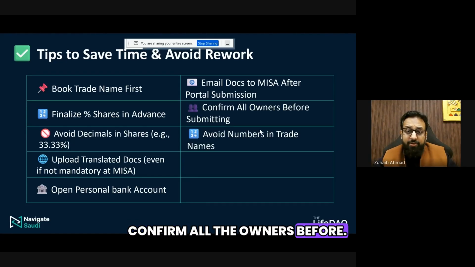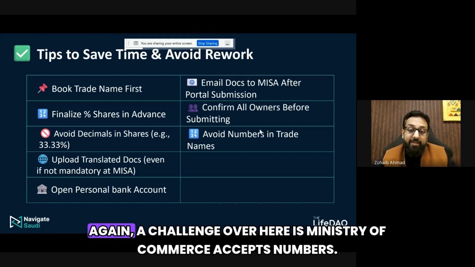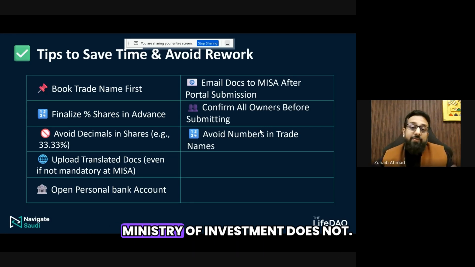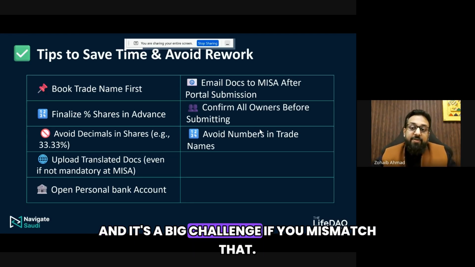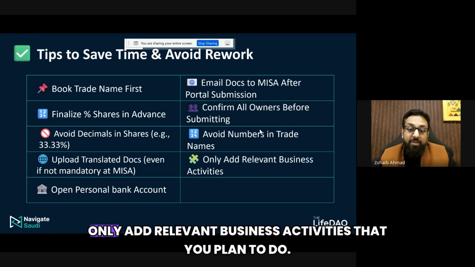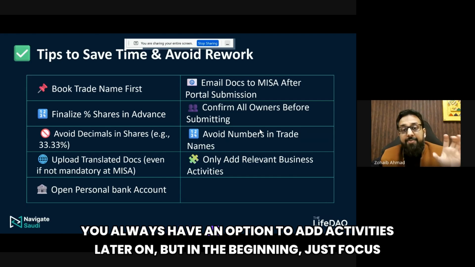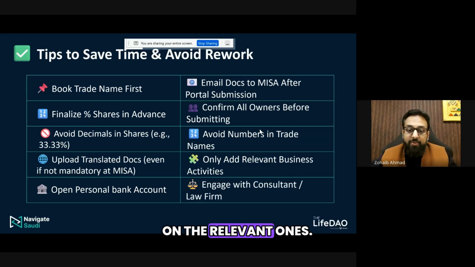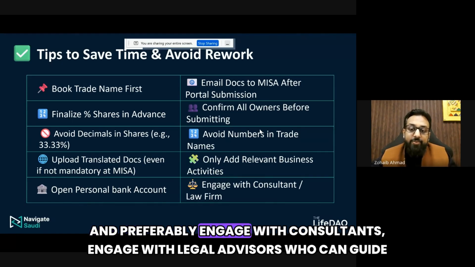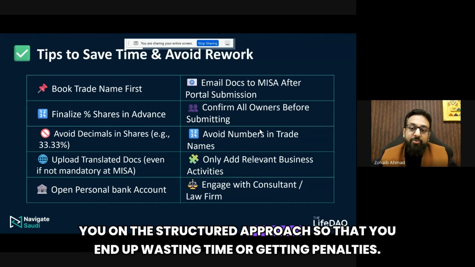Confirm all the owners before, right? Avoid numbers in trade name. Again, a challenge here is that the Ministry of Commerce accepts numbers, but the Ministry of Investment does not. And it's a big challenge if you mismatch that. Only add relevant business activities that you plan to do. You always have an option to add activities later on, but in the beginning, just focus on the relevant ones. And preferably engage with consultants, engage with legal advisors who can guide you on a structured approach so that you don't end up wasting time or getting penalties.